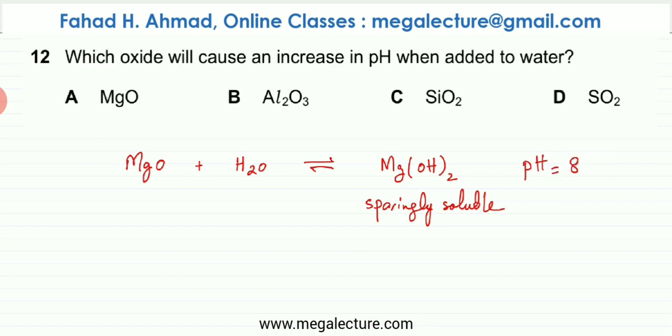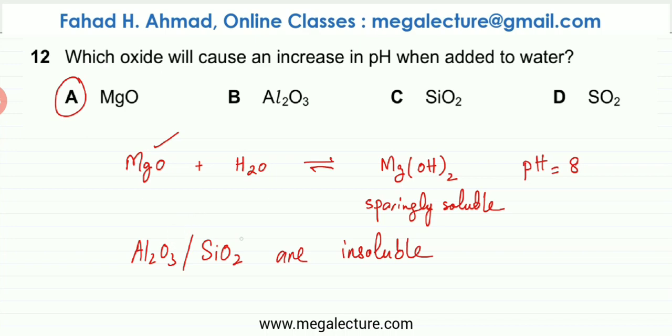So which oxide will cause an increase in pH when added to water? That is definitely going to be magnesium oxide. So option A is going to be the correct option, but we're going to discuss the other three options anyway. The second one is aluminium oxide.